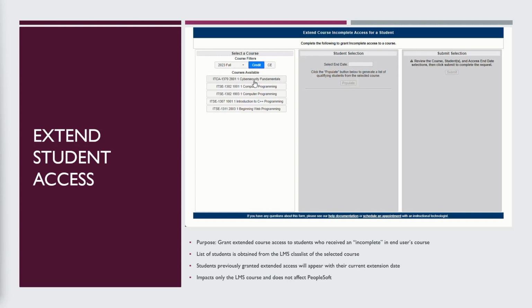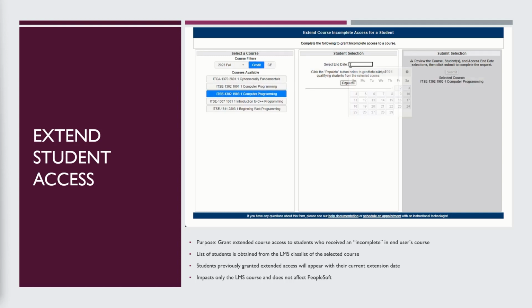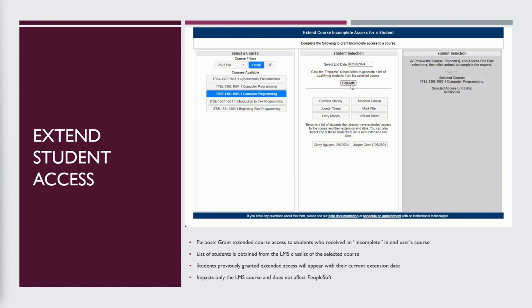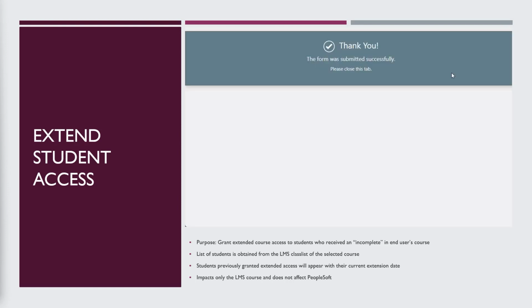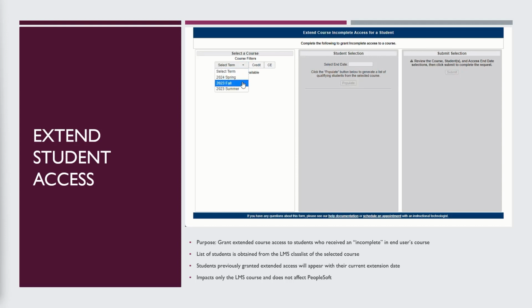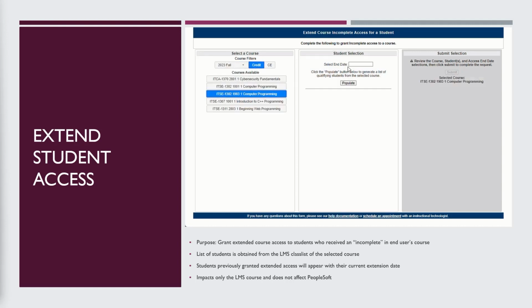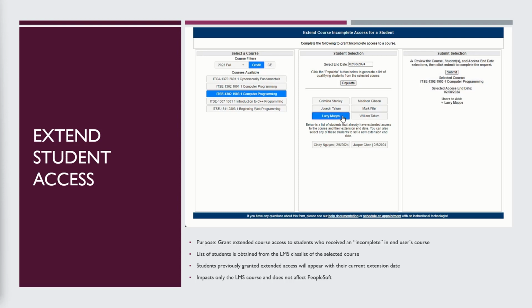The Extend Access form is used to grant students extended access in the LMS if they receive an incomplete in a course to complete their work. Beginning in the left column, the user chooses the course with the student that requires extended access. By selecting a semester from the drop-down, their courses are filtered for easier selection. Courses are further filtered by choosing either CR or CE for credit or continuing education.